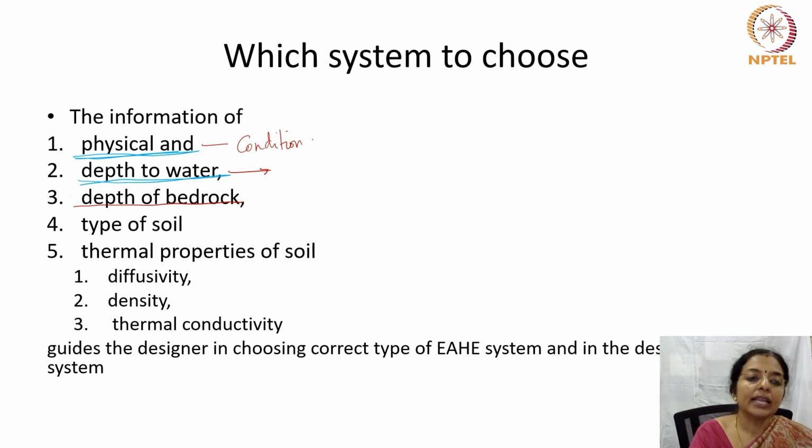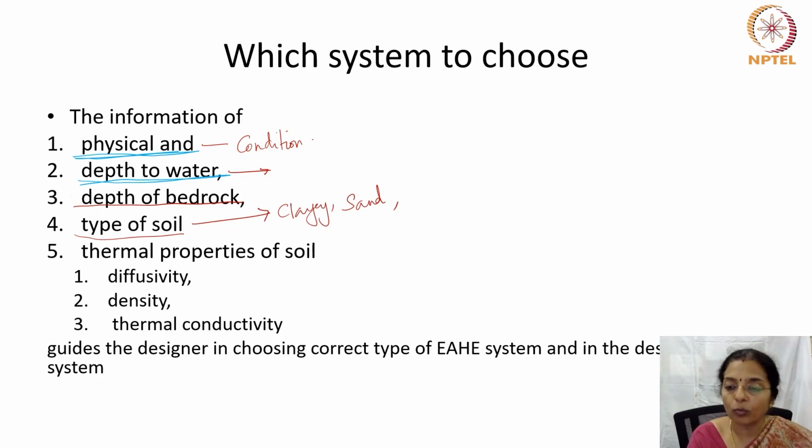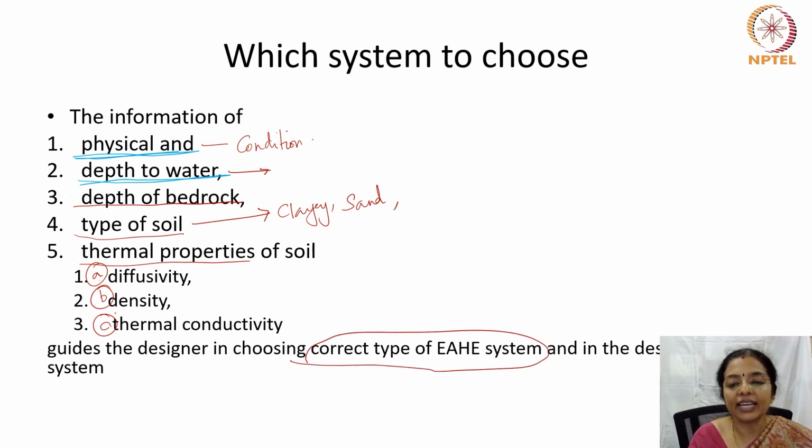pipe? Then we need to understand the type of soil, whether the type of soil is clayey, or sandy, or it is made up of murram, or what is the nature of the soil. We should understand the thermal properties of the soil, such as its diffusivity, the density of the soil, the thermal conductivity of the soil. All these will guide the designer to choose the correct type of earth air heating equipment system. And based on that, he will be able to design this system.